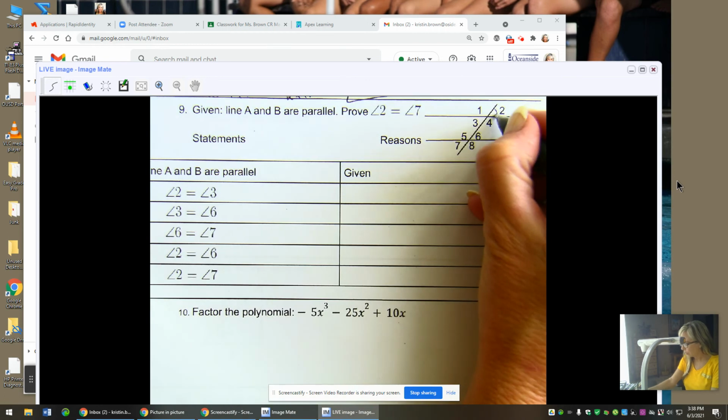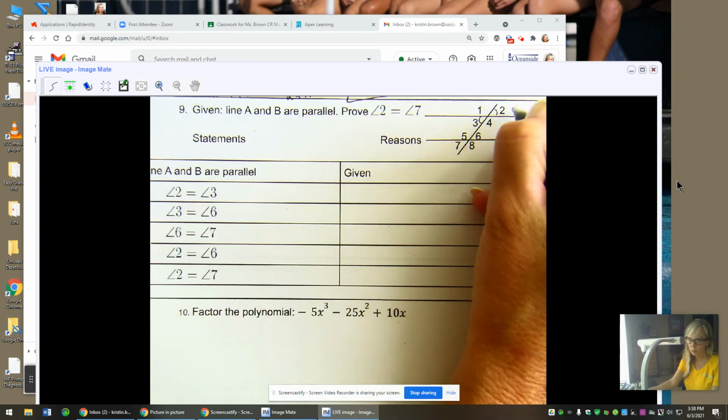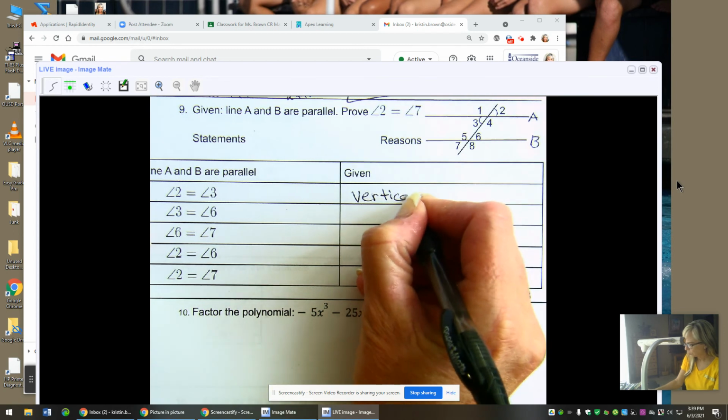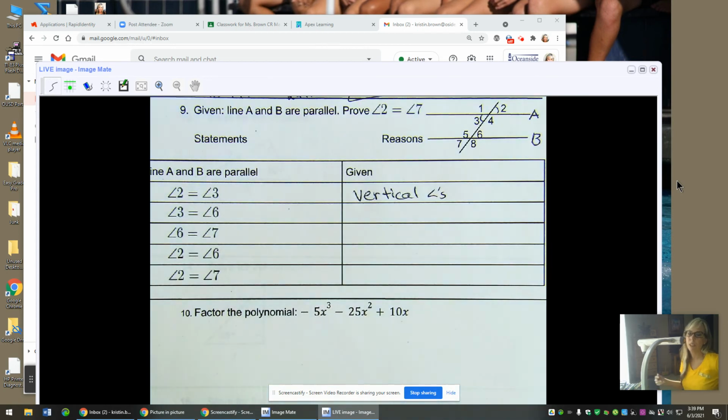So I don't want to mark this up too much, but I'll start by marking. How do I know? What mathematical evidence do I have that I know that those 2 angles are equal? And the answer is they are vertical angles. That's my justification. That's how I know. I can't just say it's true. I have to tell you why I know it's true.